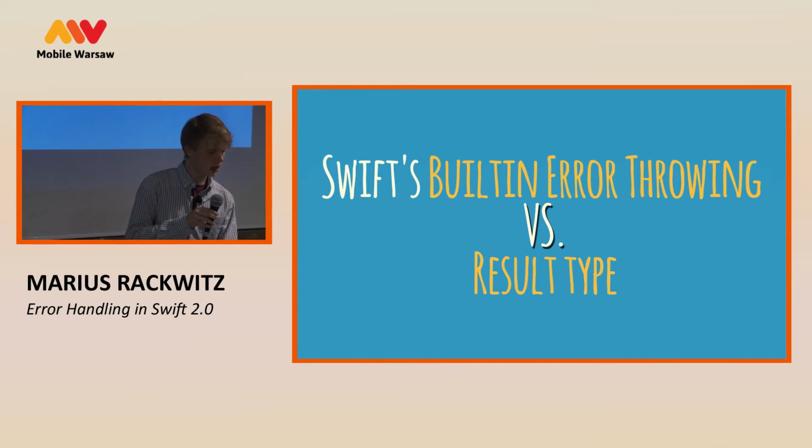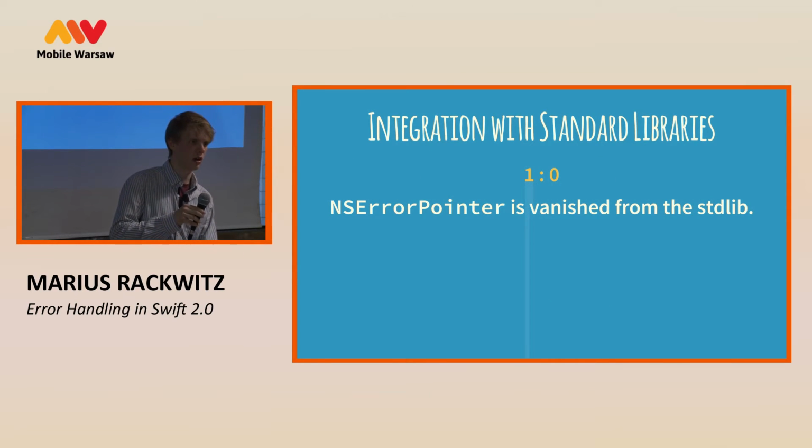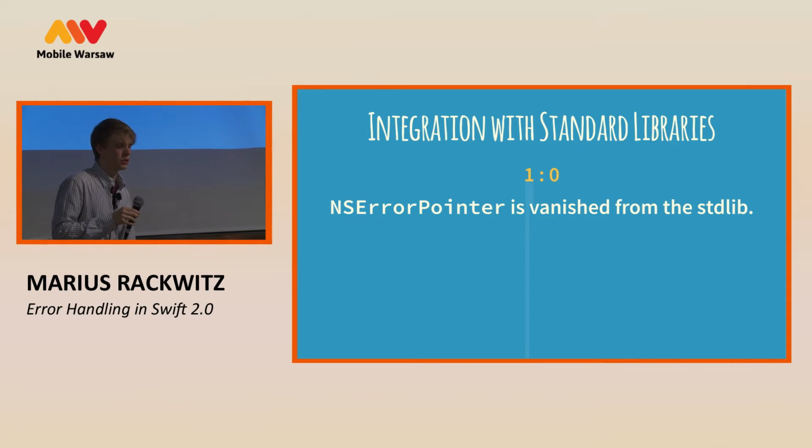Yeah. And I will run through a little comparison of those both approaches to give you some orientation about what you could settle on, depending on your requirements. So, integration with standard libraries. If you take a look around Foundation or any other Apple framework, you will see from the Swift perspective, from the Swift pseudocode, there is no error pointer anymore. So the point clearly goes to the built-in error handling. I think that was obvious.